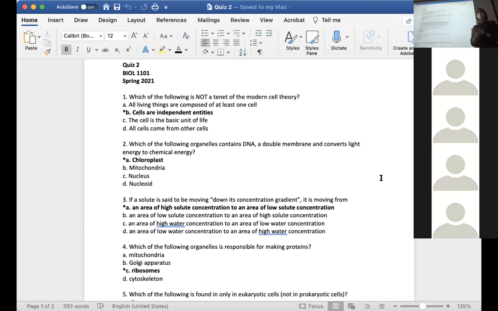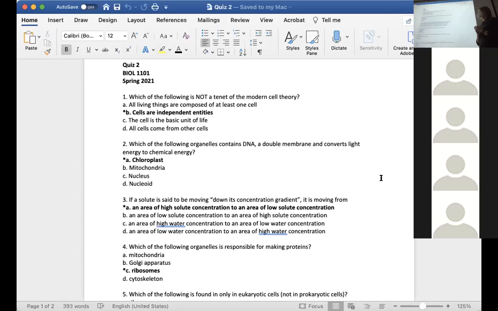So which of the following is not a tenet of the modern cell theory? You want to know those 3 tenets of the modern cell theory. It's only 3, and they're pretty simple and straightforward. Cells are not necessarily independent entities. They work with each other. We are multicellular, so that is the one that is not a tenet of the modern cell theory. The 3 other ones are. And this quiz should still be available to you, so you can use it to study.